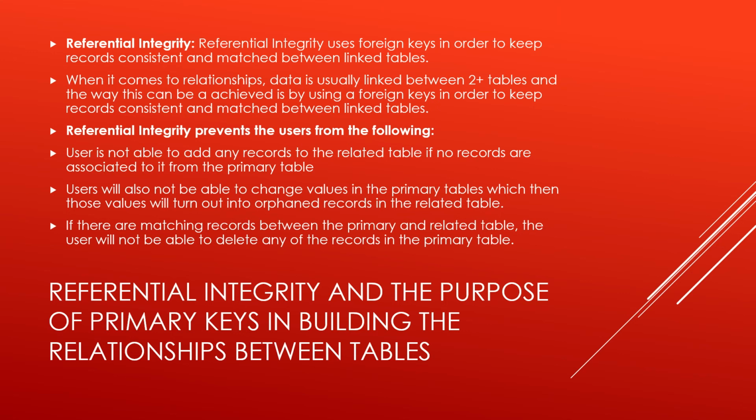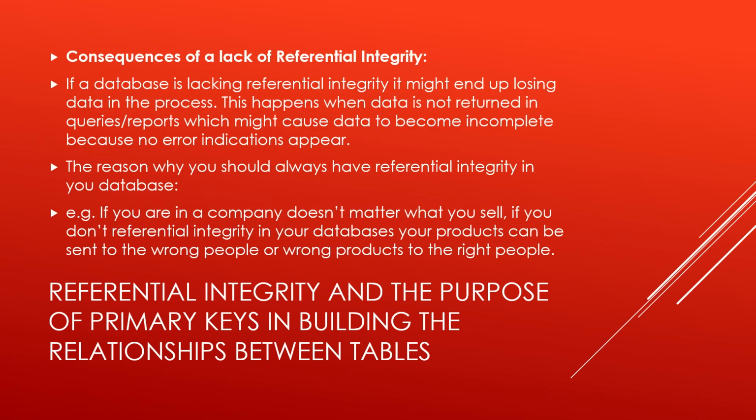A user is not able to add any records to the related table if no records are associated to it from the primary table. Users will also not be able to change values in the primary table, which would then turn those values into orphaned records in the related table. If there are matching records between the primary and related table, the user will not be able to delete any of these records in the primary table.